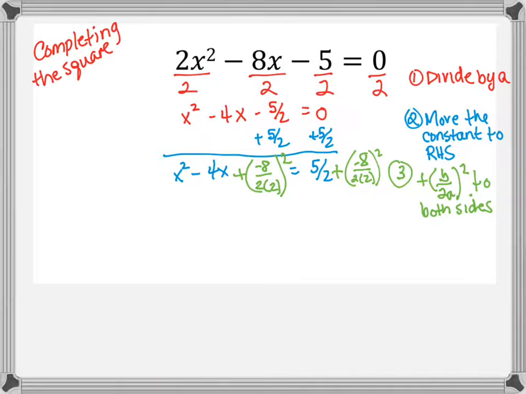So I'm going to simplify this a little bit. I'm not going to square it on the left, but -8 divided by 2 times 2, or -8 divided by 4, is -2. So on the right-hand side, I know it's -2 squared that we're adding, but here I can simplify it. -2 squared is 4.